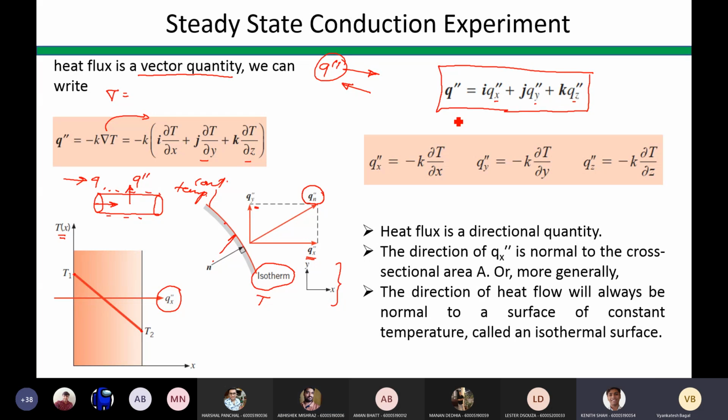Now write down the expression for these individual components. Q double dot x is the conduction heat flux along the x direction, which will be given as minus k dT by dou x. Q double dot y is the conduction heat flux along the y direction, which is minus k dT by dou y. Similarly for the z direction. Note down these quickly. Don't spend much time on this.